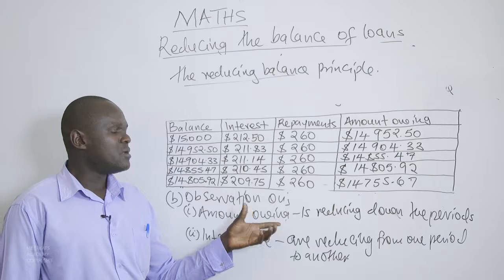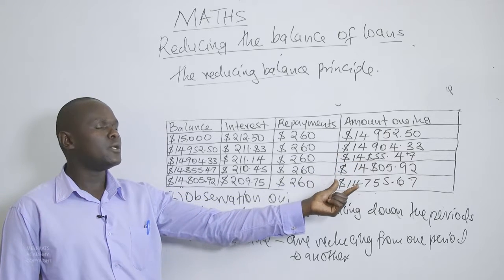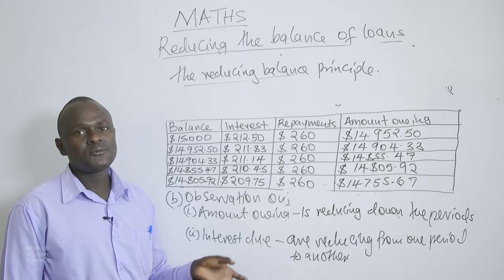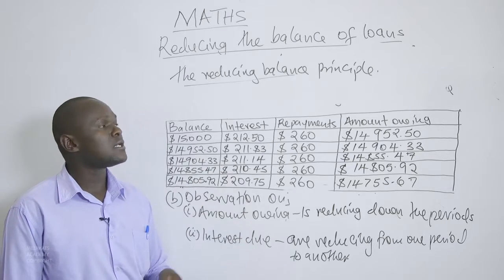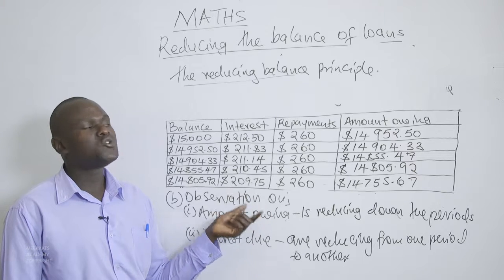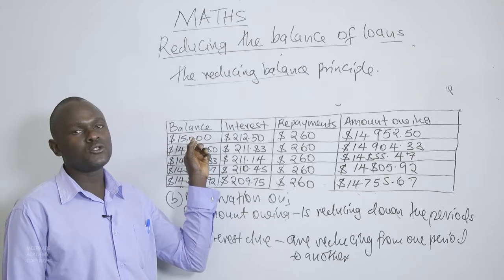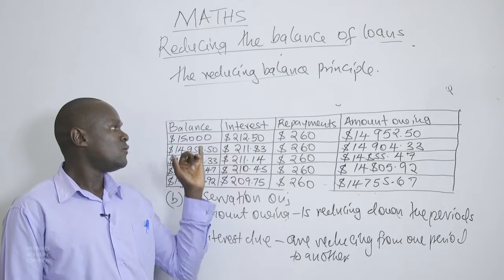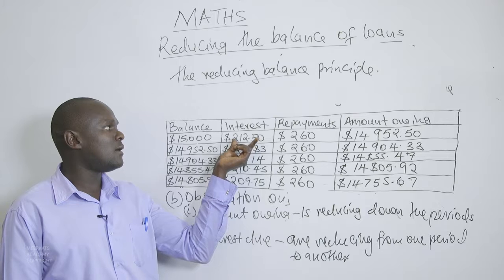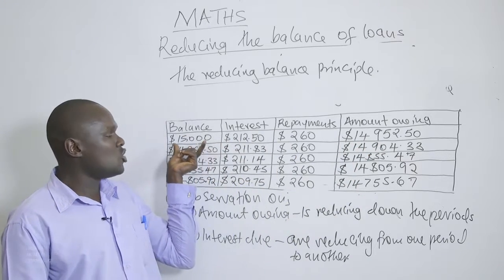So we might be asking ourselves, why are these interests reducing, and why are these amounts owing also reducing? I started this lesson by telling you that this spreadsheet approach works on the reducing balance principle. This is where the interest is calculated based on the reduced balance. Remember, this first interest was calculated based on the principal amount that was borrowed, which was $15,000. This $15,000 principal amount attracted an interest of $212.50. And at the end of the first period, that loan had reduced.